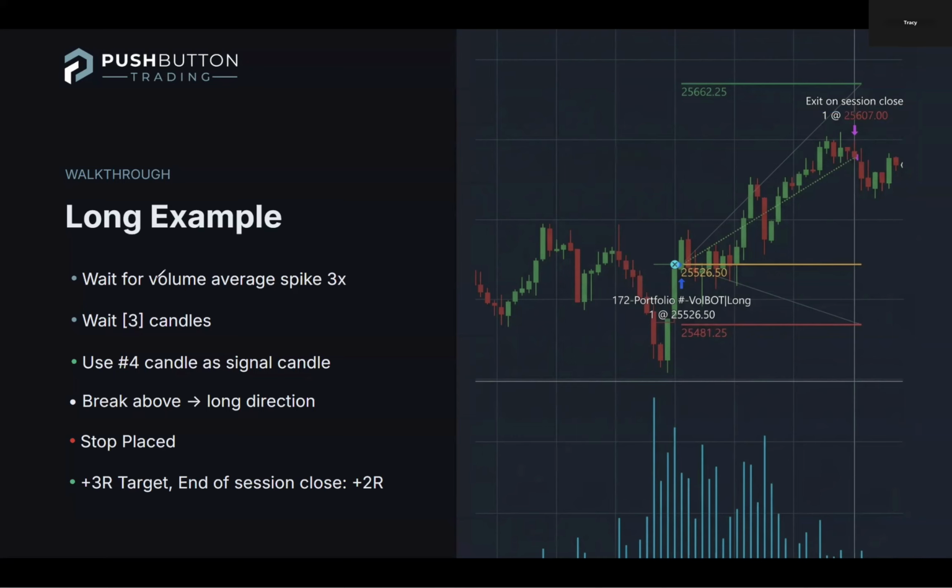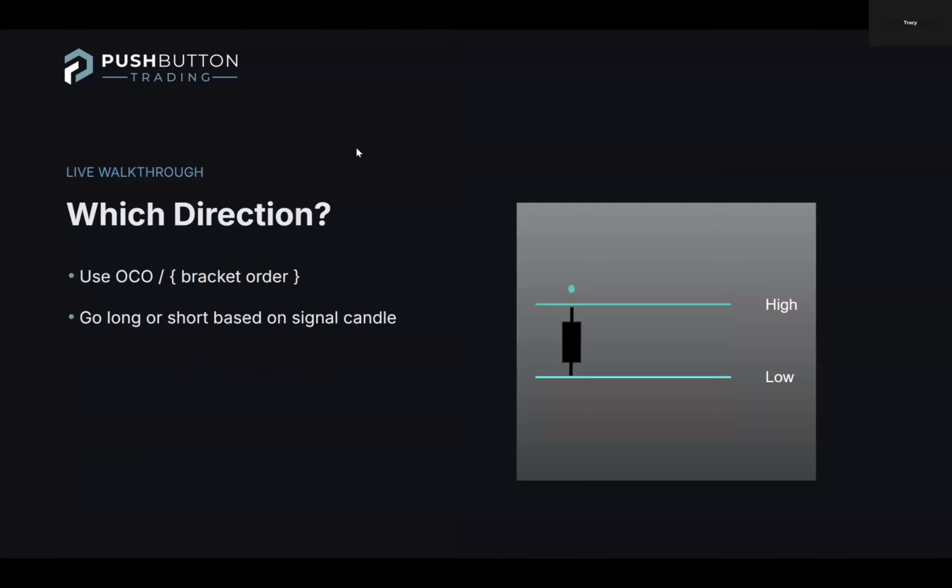Again, the idea here is to execute the rules exactly, okay? Now, some of you guys are probably thinking, Matt, we just looked at a long and a short and a long example. How do I know which way to go? Like which direction? Again, remember that blue dot tells us what our signal candle is. That's the one that we're focusing on. Kind of think of it like a template. We're going to draw the high of the candle and the low. The color doesn't really matter, whether it's green, black, white, red, doesn't matter. The color of the candle.